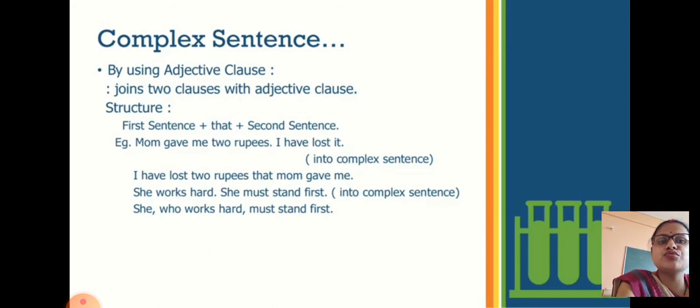It is now going to work as a complex sentence. I have lost 2 rupees that mom gave me. We have not used a comma here. She works hard, she must stand first. She, comma, who works hard, comma, must stand first. So these are different types of how you can use your complex sentences.